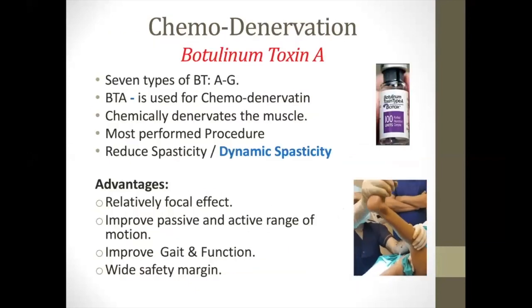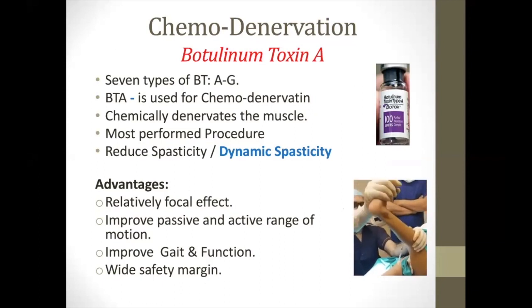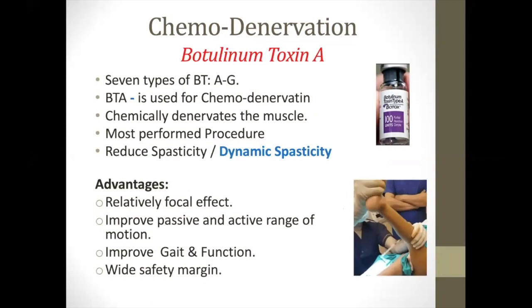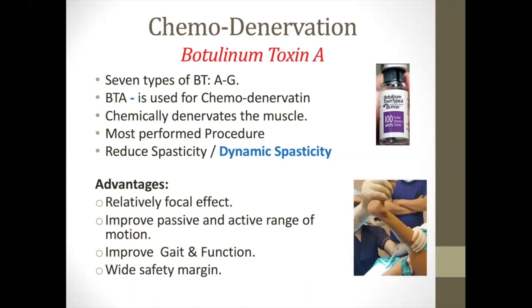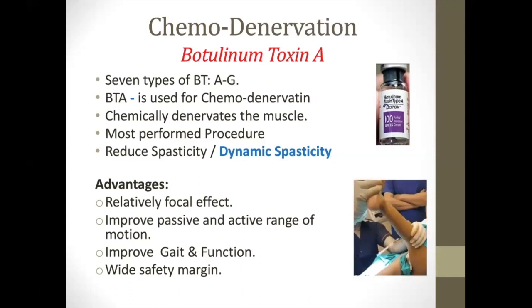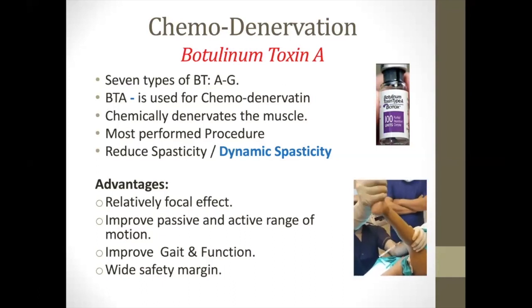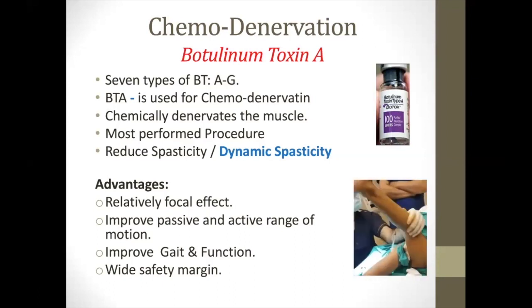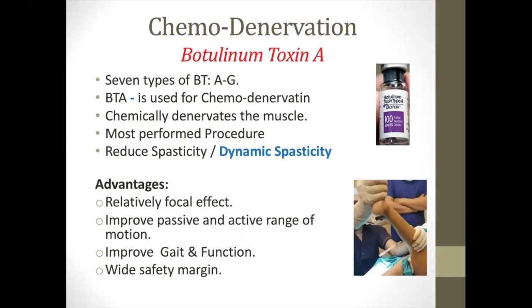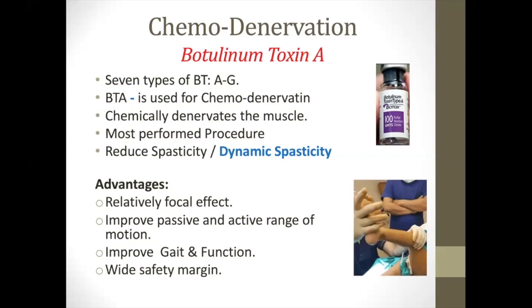Now I will go to the botulinum. What is the benefit of the botulinum toxins? It is called mostly chemodenervation because it works at the nerve endings in the muscle. When you inject a diluted botulinum toxin in the muscle, it spreads and it chemically denervates the nerve endings. There are types A to G, seven types of the botulinum toxins available, but toxin A, which is called Botox, is mostly used in chemodenervation in spastic disorders. And we use it particularly in dynamic spasticity, to reduce the tonicity, and it is the most profound procedure.